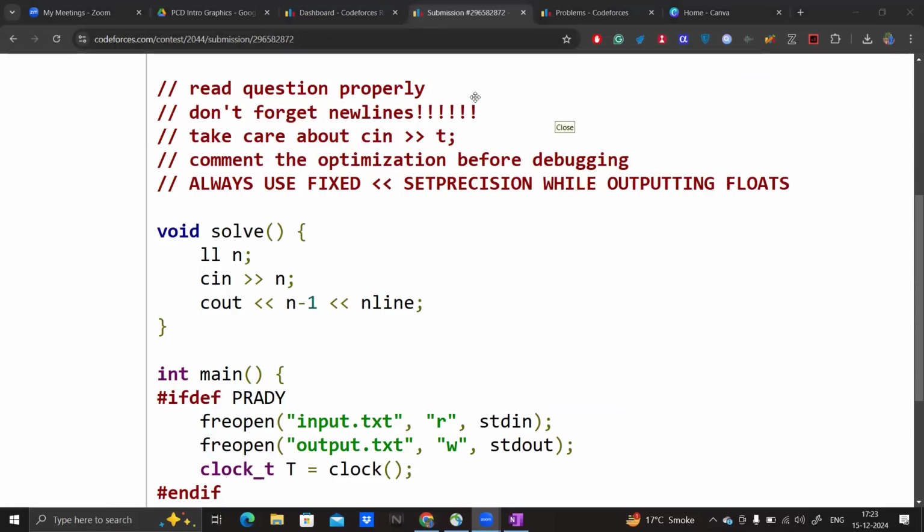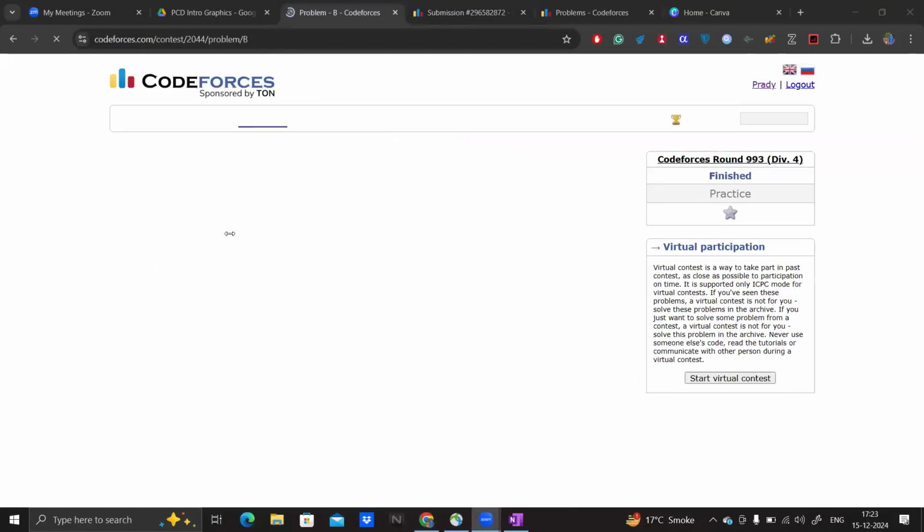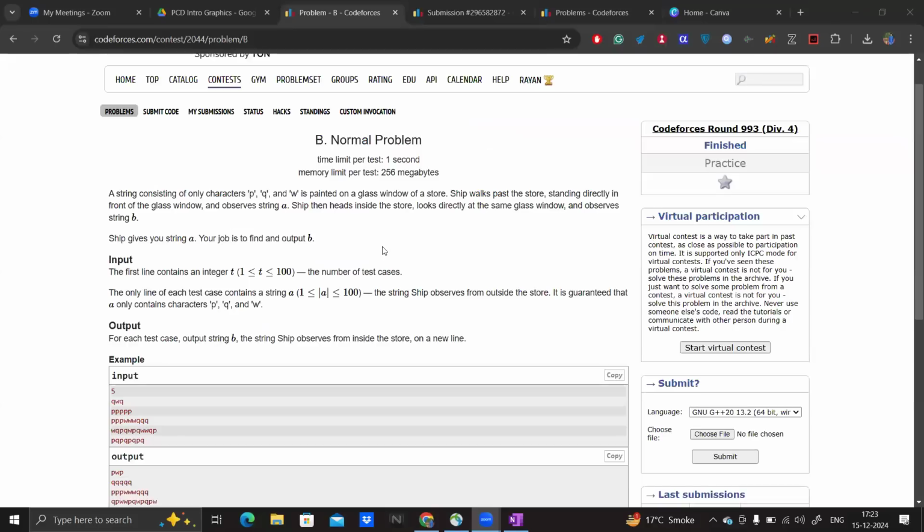Okay, so let's move on to the second problem, which is this. Okay, so the problem says that a string consisting of only the characters P, Q, and W is painted on a glass window of a store. Ship walks past the store. Ship is a person who walks past the store, standing directly in front of the glass window, and observes the string A. Ship then heads inside the store, looks directly at the same glass window, and observes string B. So you are given the string A, and we have to find the string B.